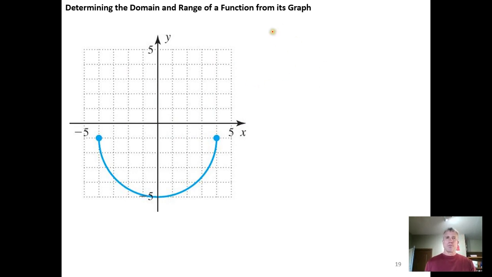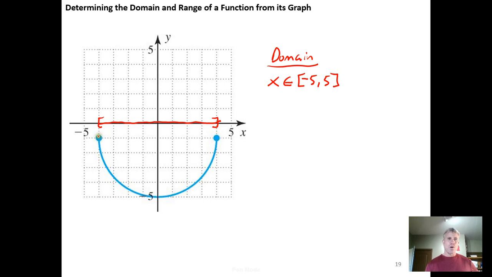For this example, for the domain, where do the x's run from? And what we can see is that we've got a closed circle here, so this point is included. We have a closed circle here, so this point is included. This graph is truncated because of the closed circle. So in the x direction, this graph only runs between negative 5 and 5 along the x-axis. So x is going to be an element of the closed interval from negative 5 to 5. That's where x gets to run.